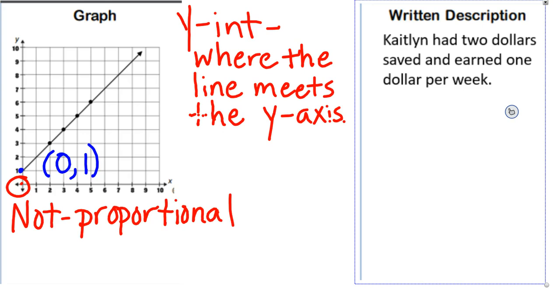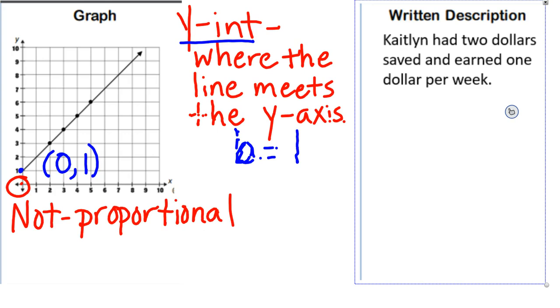So the place where the line hits the y-axis is called the y-intercept. And so we call that b. Sorry, our smartboard's not working well. b is equal to 1. Okay, so that place where it hits is called the y-intercept. It's our starting point of our graph.